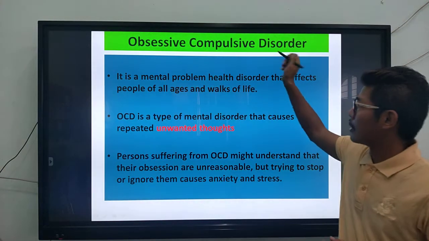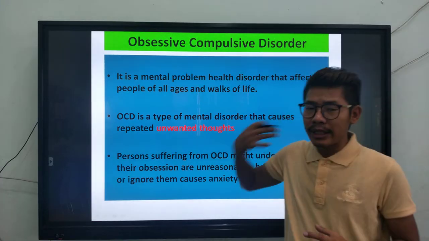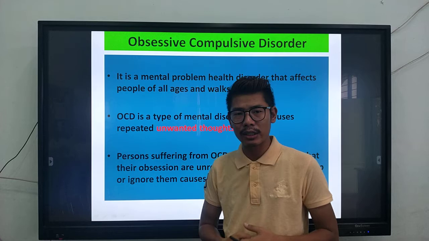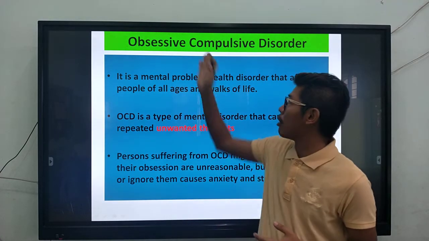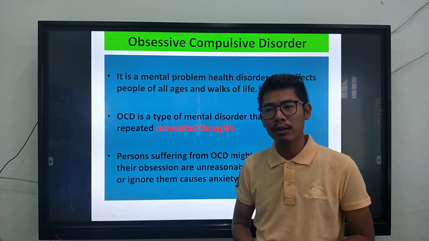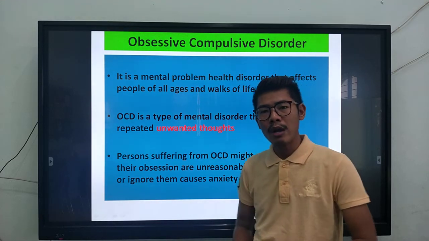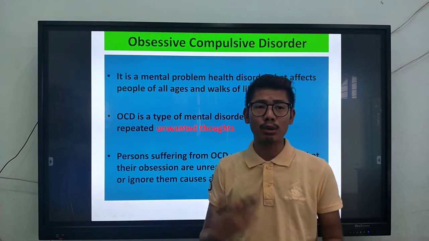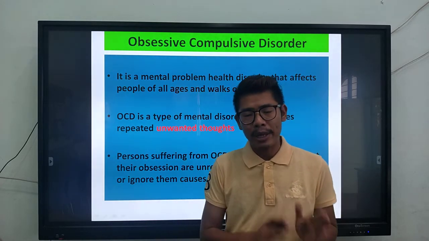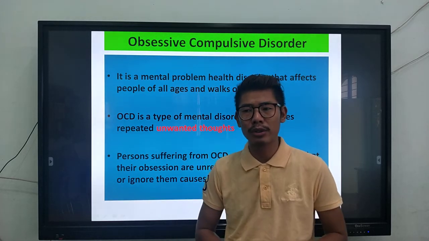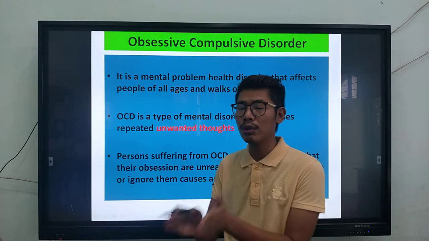Obsessive compulsive disorder, next one. So what is obsessive? Obsessive means thinking about unwanted thoughts. Everybody, you have to understand that we go through this kind of problem, obsessive compulsive disorder. Why do we have this kind of problem? Because we have unwanted thoughts. As a student, you are thinking, will I get first division or not? Will I get top or not? After appearing in examinations, you can do nothing.